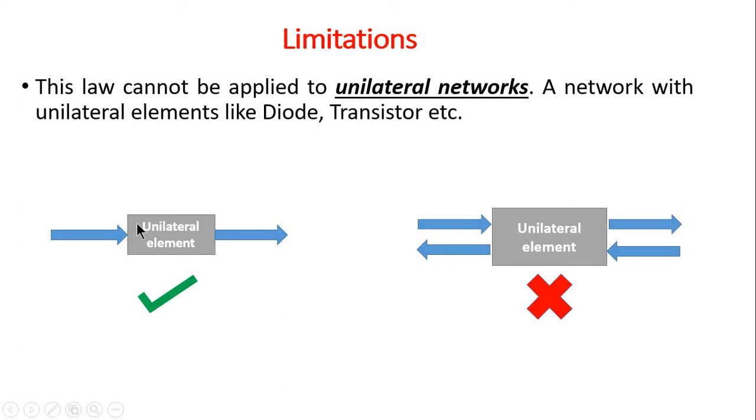Let's suppose I'm using a unilateral element, a diode. If I bias the diode, if I give the input to the diode, then the diode will conduct only in this way. As a property of the diode, it can conduct only in one way, not in the other. So this case will not be possible with a single diode. There will be current flow in one direction; in the other direction it will not be possible.